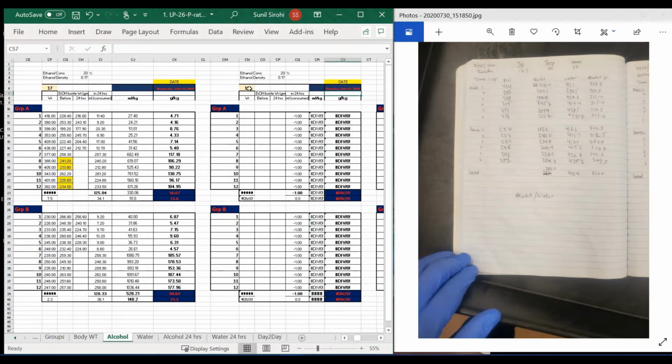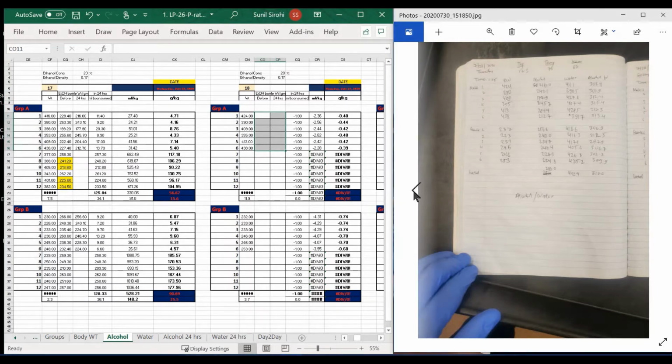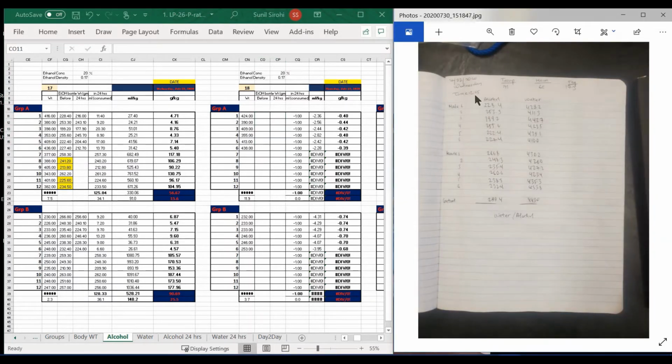So see that it automatically calculated the days and then the date for that day. Now, since this is Thursday, you have to enter the fresh body weights. 424, 390, 409, 355, 413, 438, and then the same way with females. 232, 233, 233, 246, 246, 253. And then you enter.